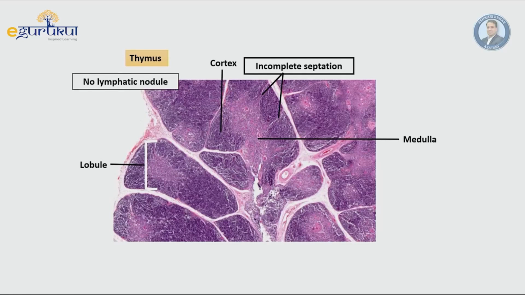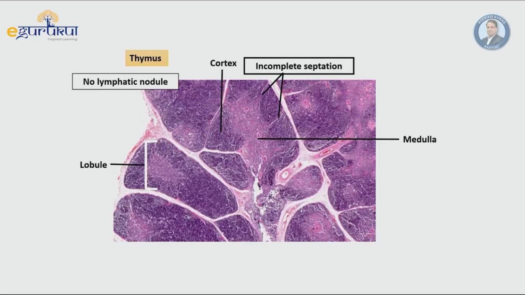Well, the medulla is lightly stained because of the number of these pale reticular cells and the smaller number of lymphocytes present there. We have more small lymphocytes in the cortex part, but fewer lymphocytes in this medullary part, along with some pale staining reticular cells as well. The main feature of the thymus, one, is that there is no lymphatic nodule.